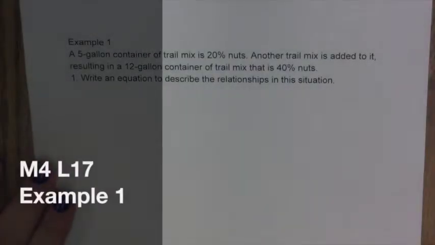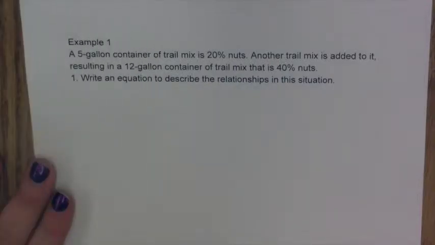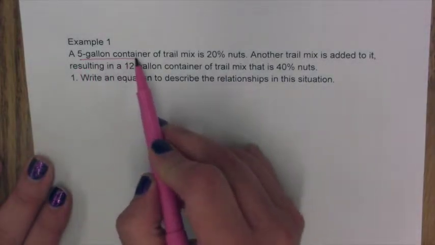Example 1: a 5-gallon container of trail mix is 20% nuts. Another trail mix is added to it, resulting in a 12-gallon container of trail mix that is 40% nuts. Write an equation to describe the relationships in this situation. So I'm going to start with writing just an equation for this first part.